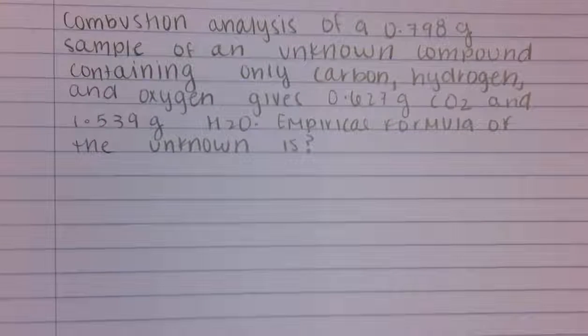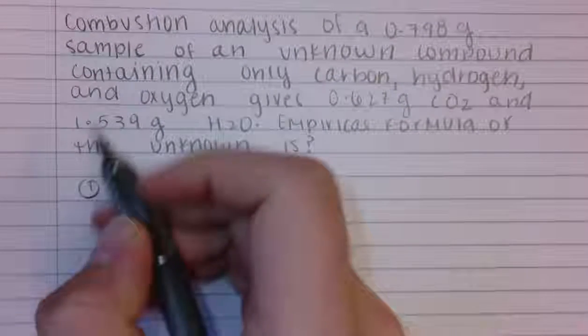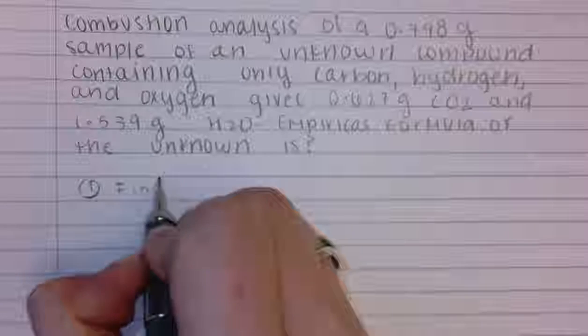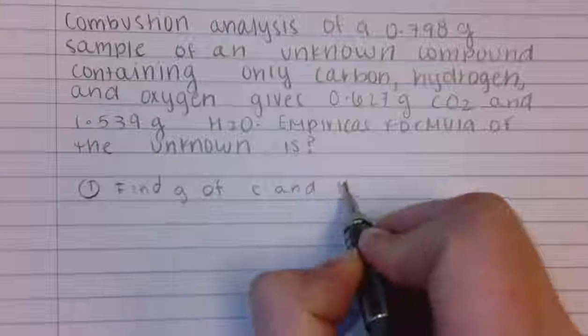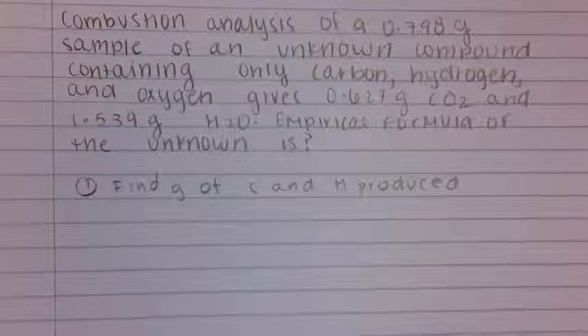So the first thing that we're going to do in this question is find the grams of carbon and hydrogen produced. And then we know the grams that lie in our original compound just because of the conservation of mass. So I'm going to start by finding the grams of carbon we produce.